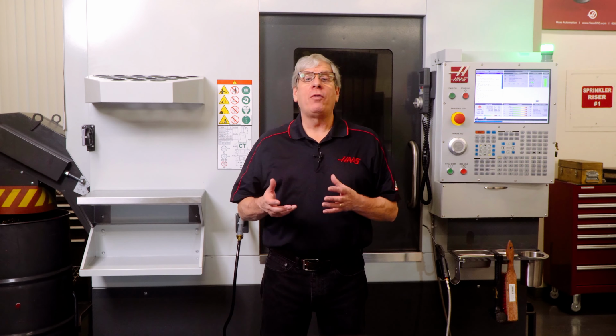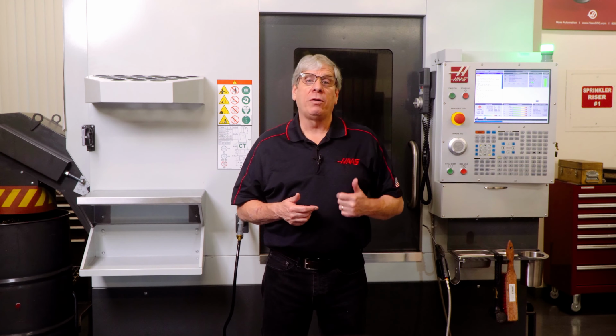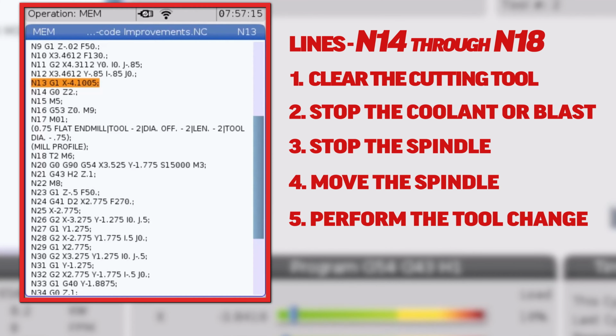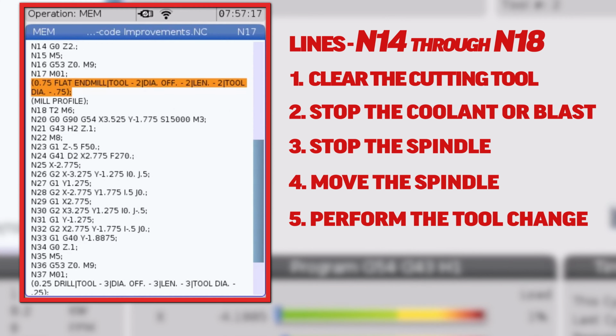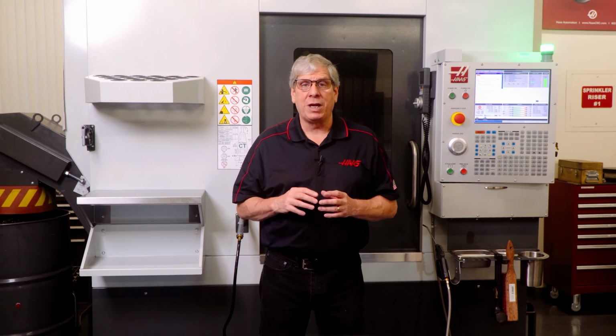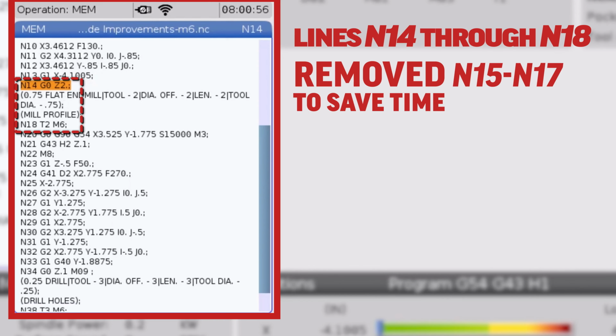The typical program format for the end of a tool path is to clear the cutting tool from the material, stop the coolant or air blast, stop the spindle, move the spindle to tool change position, and perform the tool change. We can see that example here. Here's how we format our milling machine programs for maximum cycle time savings on every tool change. We just clear the material and call the next tool.